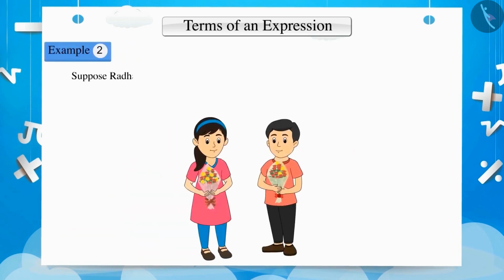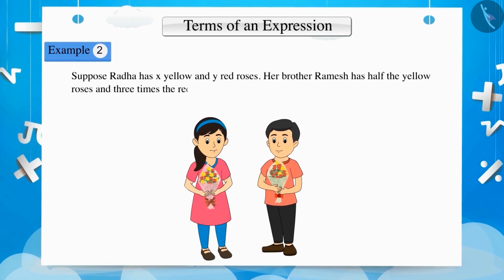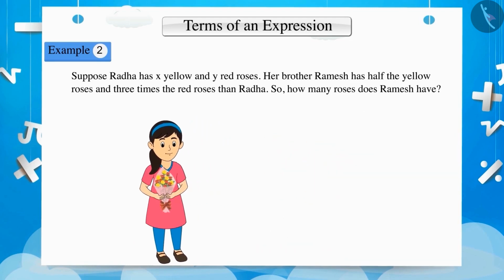Suppose Radha has X yellow and Y red roses. Her brother Ramesh has half the yellow roses and 3 times red roses than Radha. So, how many roses does Ramesh have? To represent the total number of roses Ramesh has, let's form an expression. Radha has X number of yellow roses and Y number of red roses.